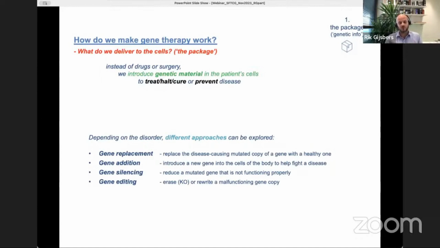And there are different approaches that we can explore. We can replace the disease-causing copy of a gene, or we can add a functional copy of the gene. We can silence specific versions of a gene when that would be needed, or we can even edit it. And depending on the kind of disorder, we will have to choose either of these applications.